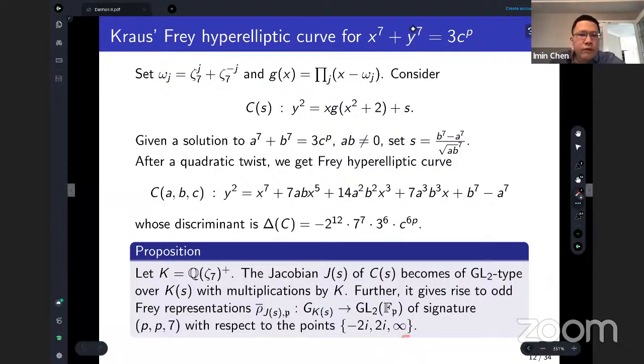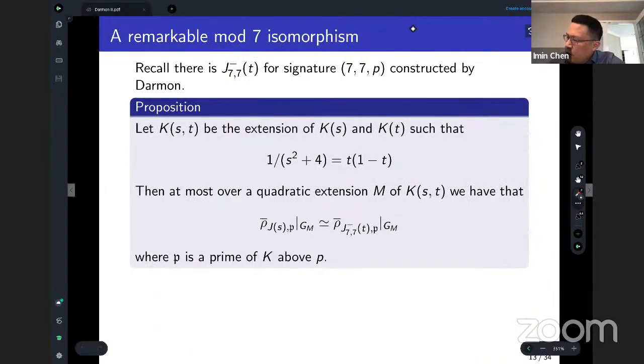So the points are a little different than in the usual definition of the Frey representation. Usually the points are taken to be 0, 1, and infinity, but in this case, it happens to be minus 2i, and infinity. And it's a little curious here that the signature isn't quite what we want. We want the signature to be (7, 7, p), but it turns out that if we make a transformation, so again, I'll just recall the Frey abelian variety constructed by Darmon. It's for signature (7, 7, p).